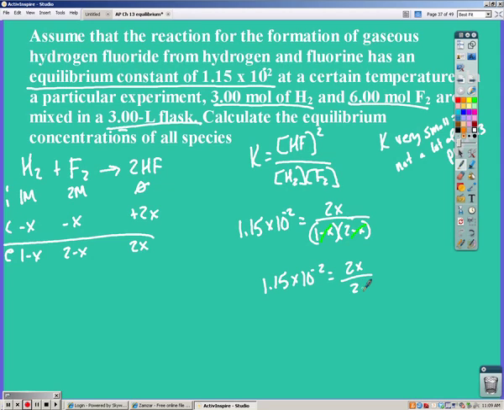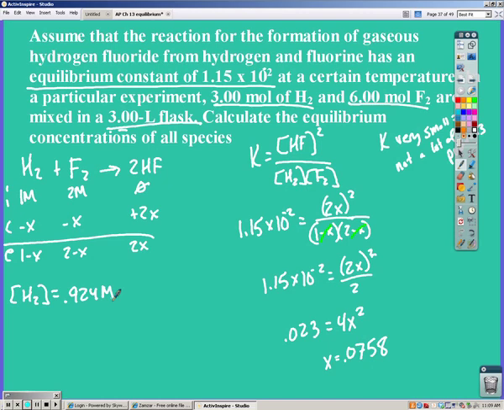So now I have 1.15 times 10 to the negative second is equal to 2x to the second, which is 4x cubed over 2. So I multiply both sides by 2 and I get that. Divide by 4 and square rooting, I get x is 0.0758. Plugging x into my equilibrium line, I get my concentrations of each of those substances.